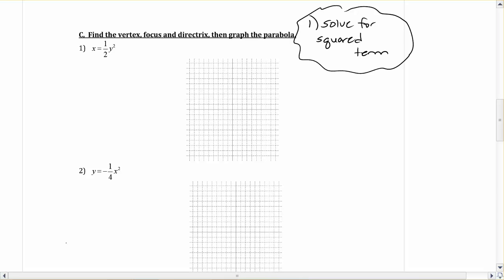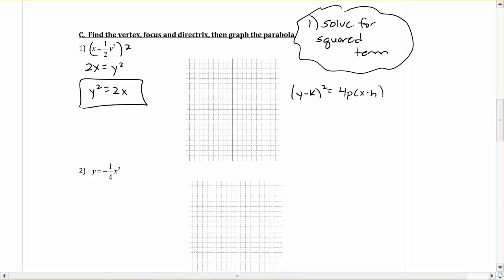So when you have number 1 and it says x equals 1/2 y squared, I want to get the squared term by itself. The first thing I would do is multiply both sides by 2. So I have 2x equals y squared. I'm going to rewrite that: y squared equals 2x. There's a lot of information given to me just with that equation. If we think about the general formula, (y minus k) squared equals 4p(x minus h), this y squared equals 2x came from that equation.